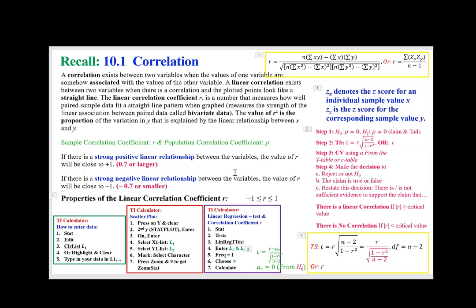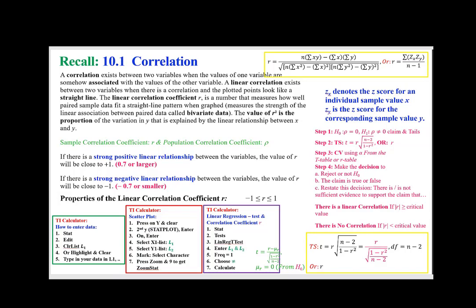Sample correlation coefficient is R, population correlation coefficient is rho. A strong positive relationship is 0.7 or higher, that is, 0.7 all the way to 1, and a strong negative relationship is negative 0.7 and lower, that means negative 0.7 all the way to negative 1. And don't forget R is between negative 1 and 1. Negative 1 means a perfect negative correlation, and positive 1 means perfect positive correlation. And we have the formula for R, we have the formula for the statistic, all of the above.